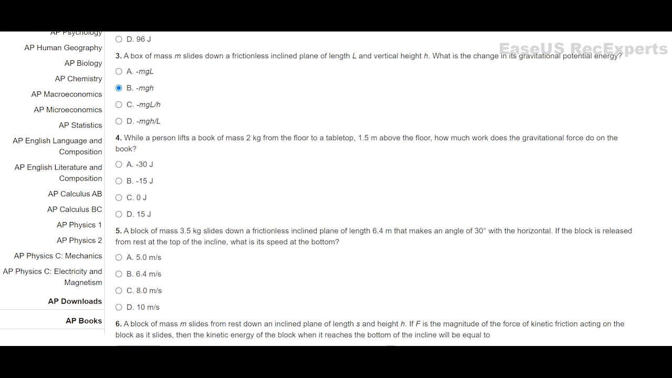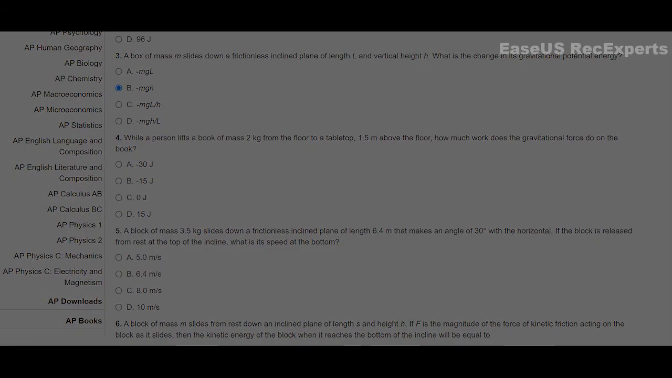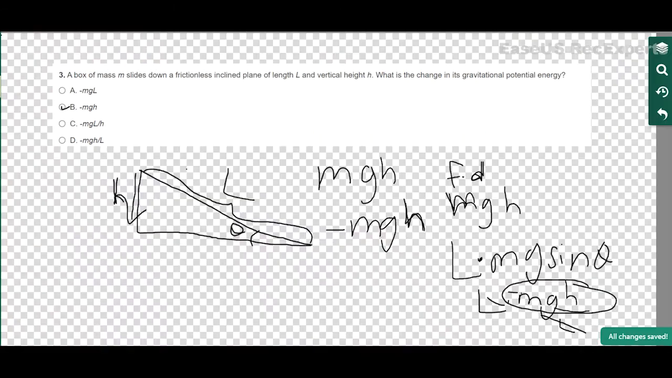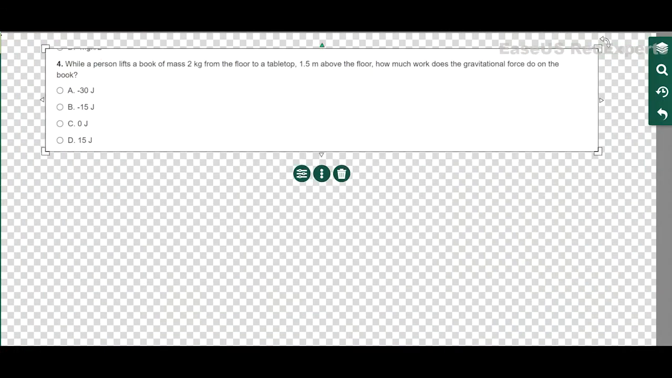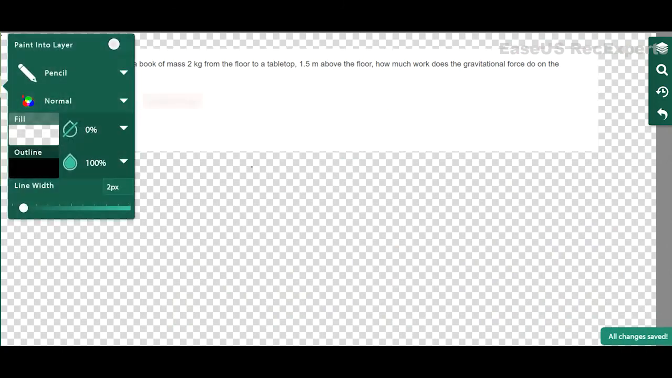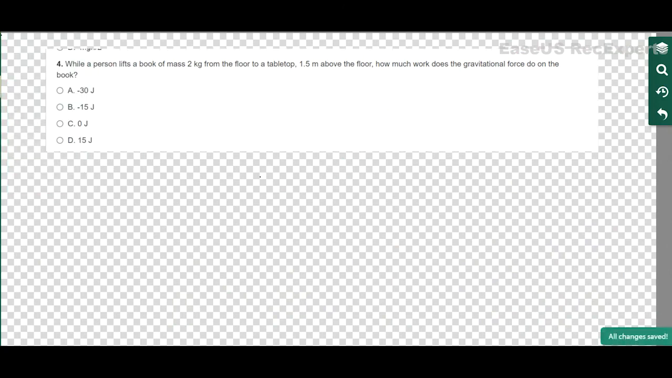All right, now, a person lifts a book of mass 2 kilograms from the floor to a tabletop 1.5 meters above the floor. How much work does the gravitational force do on the book? So you do use mgh over here, and your mg is going to be equal to 2 times 10, which gets 20, times 1.5. So you're going to use negative mgh, right?